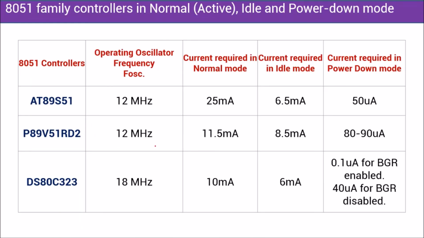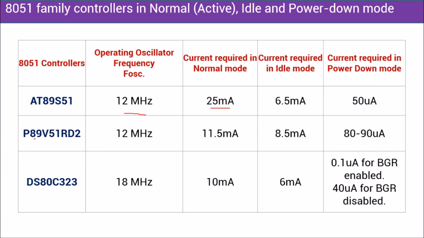For a few microcontrollers, the current consumption values are given here. For the 89S8252, if the operating frequency is 12 megahertz, then the current required in normal mode is 25 milliamperes, in idle mode 6.5 milliamperes, whereas in power down mode it is 50 microamperes.